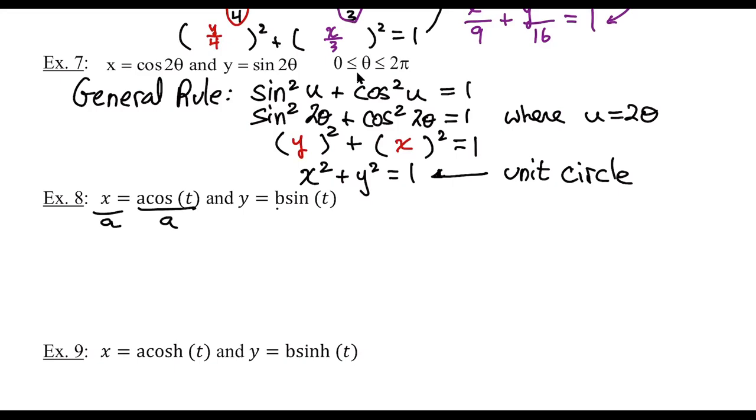Divide by A, divide by B. All right, couple of boops, lots of boops. So we have cosine of t equals x over a. Sine of t is equal to y over b.